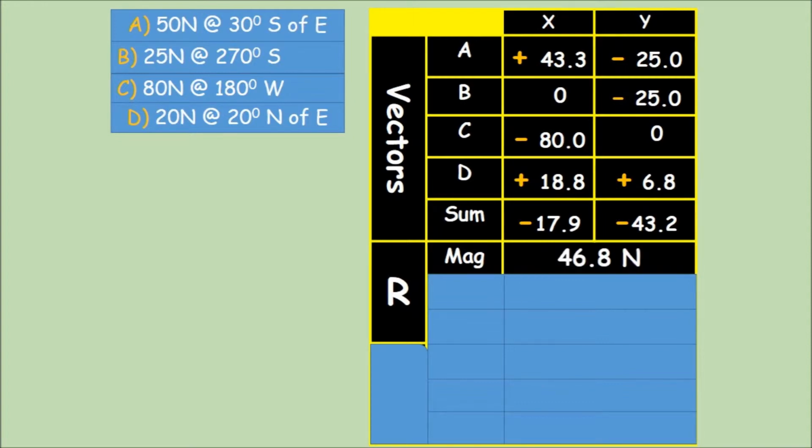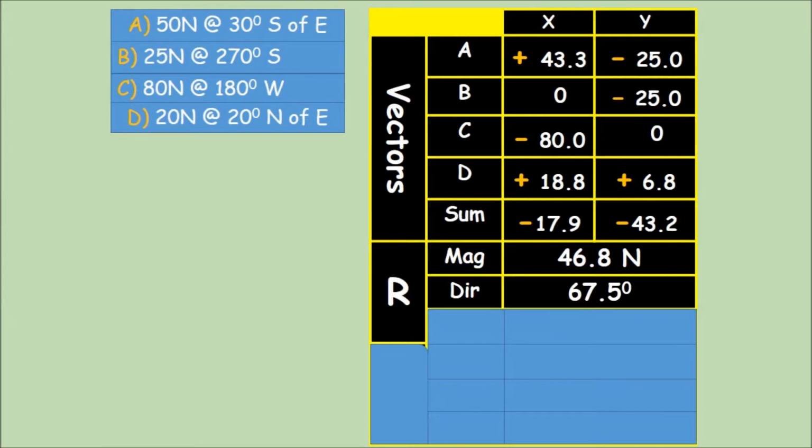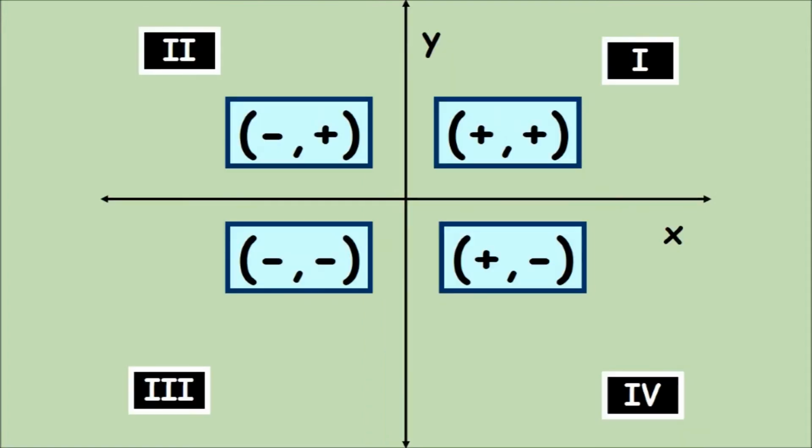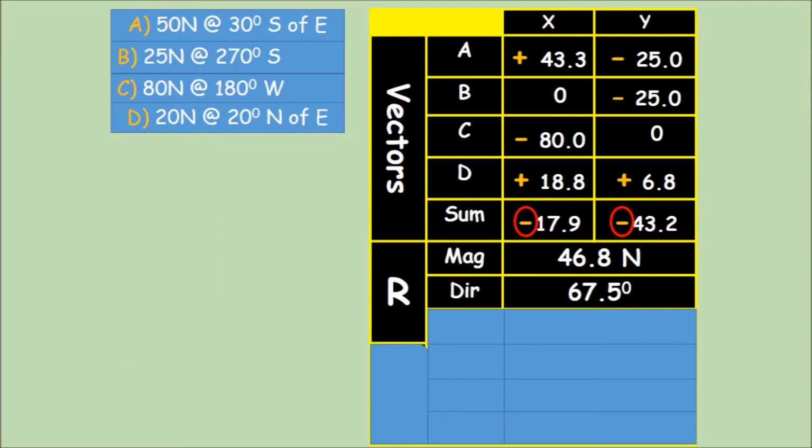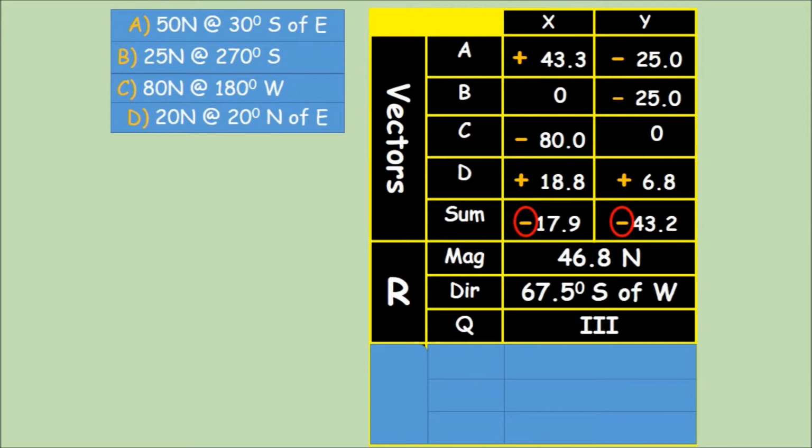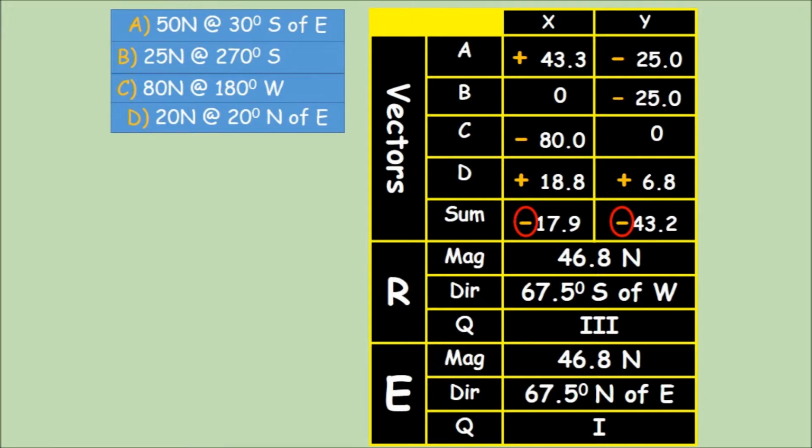Take the square root of the sum of the squares, 46.8 newtons. The arctangent of the absolute value of y over x is going to be 67.5 degrees. Don't forget your plus, plus, negative, plus, etc. And identify the signs of the sums, and that will tell you the compass direction of the 67.5: southwest, in the third quadrant. And the equilibrant will simply be equal and opposite: equal magnitude but opposite direction.